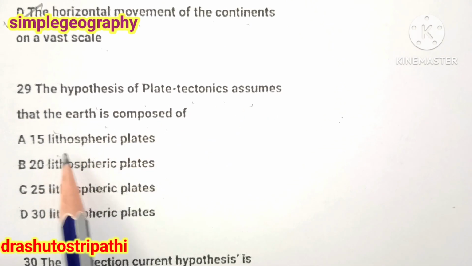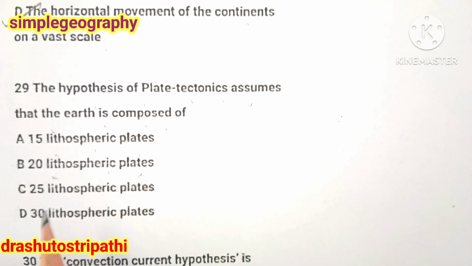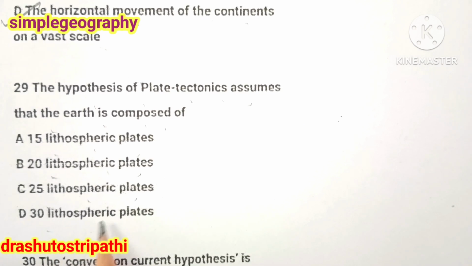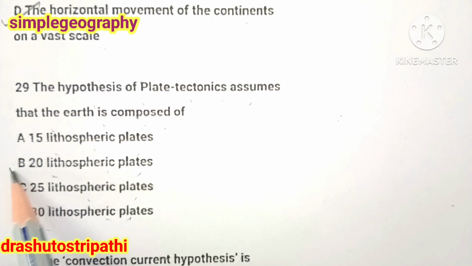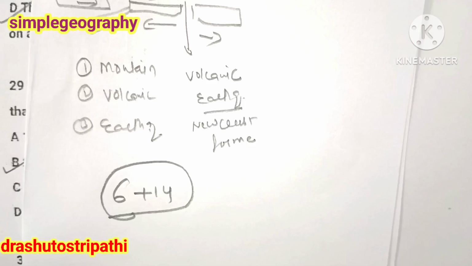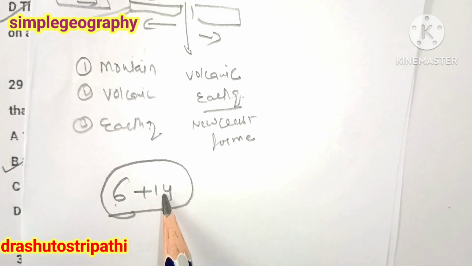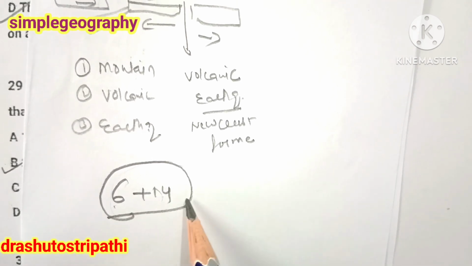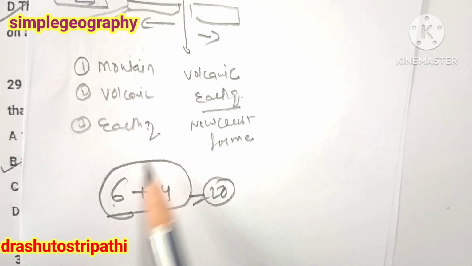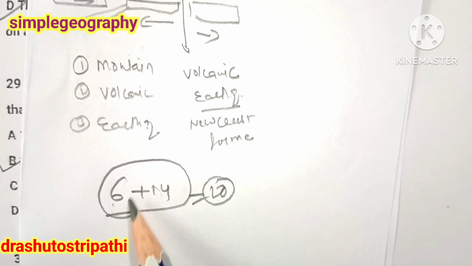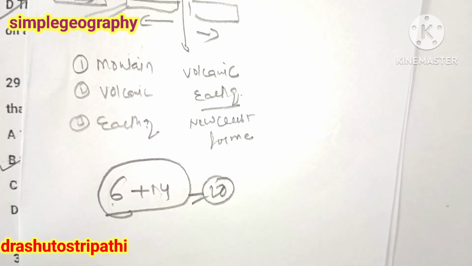The hypothesis of plate tectonics assumes that the earth is composed of 15 lithospheric plates, 20 lithospheric plates, 25 lithospheric plates, or 30 lithospheric plates. The answer is 20 lithospheric plates, 6 major plates plus 14 minor plates equals 20. So the upper crust of the earth is divided into 20 lithospheric plates.